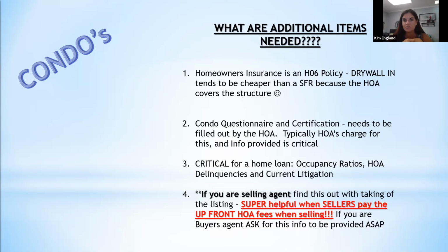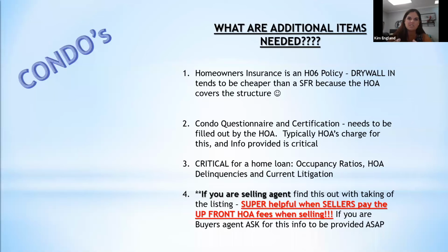But the difference for condos versus a single family residence is that the insurance policy is called an HO6 policy. The borrower is only getting drywall-in insurance. The HOA usually covers the structure itself. This is different for detached condos. There are a lot of communities starting to pop up with detached condos. Those are treated like single family residences. But a true condo is just an HO6 policy.